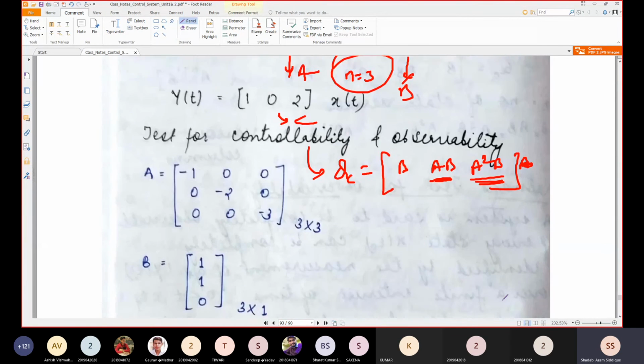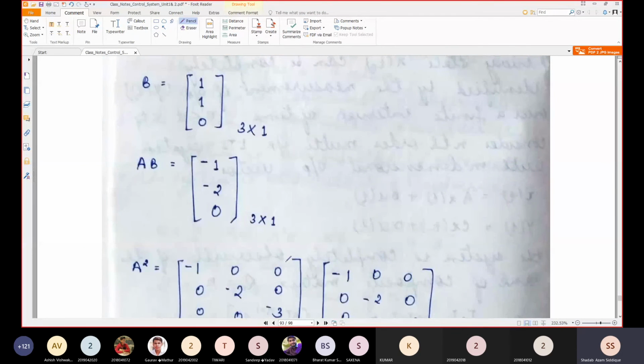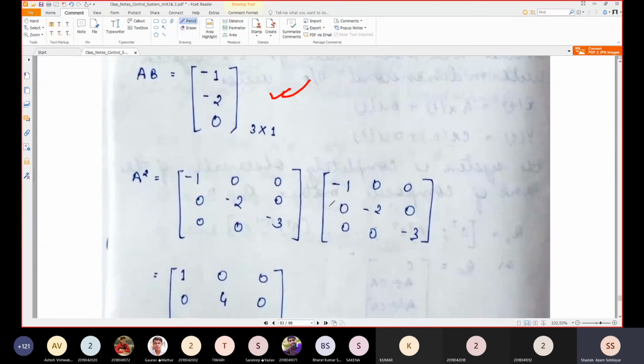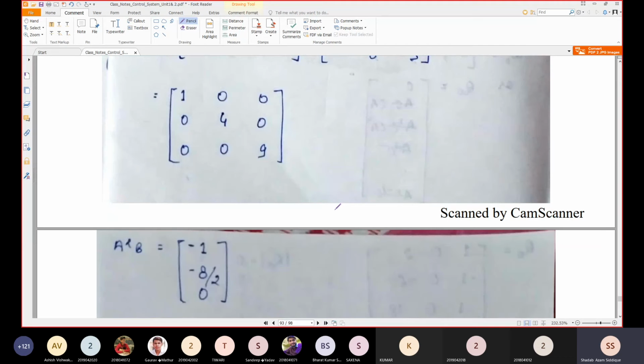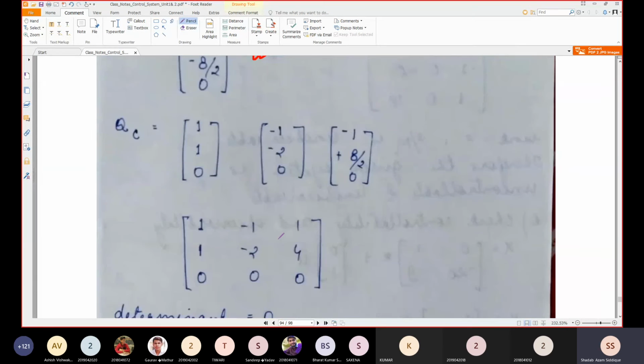Then we'll try to substitute in this. So we have A, we have B, we have found out AB. We have found out AB after multiplication, not directly. Now we have multiplied the A square matrix, and then A square is used for A square B, and then it is substituted in this matrix.